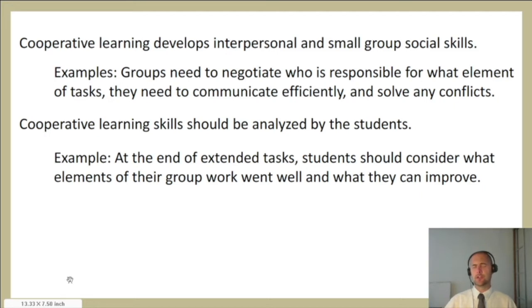So in a cooperative learning environment, groups need to negotiate who is responsible for what elements of the tasks. Maybe you have a group leader at some point, you have a group recorder or note taker, you have a person responsible for generating questions, various roles that they can take. And students need to communicate efficiently in such a context and to solve any conflicts. Again, that's preparing students for the real world of work when they have to work in teams and with colleagues.